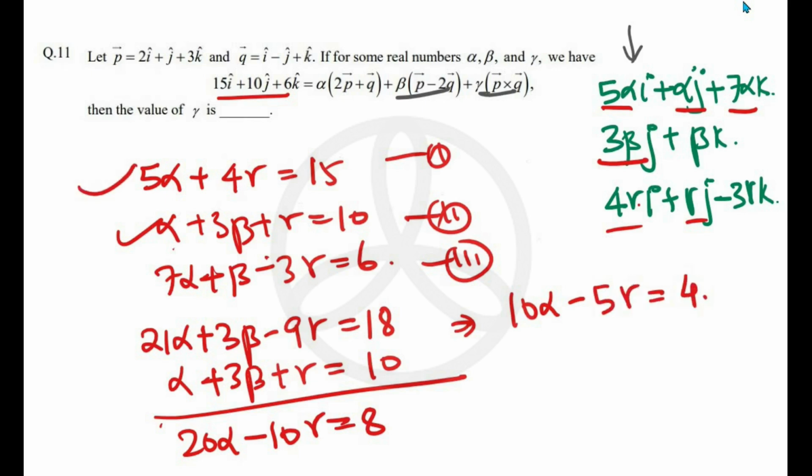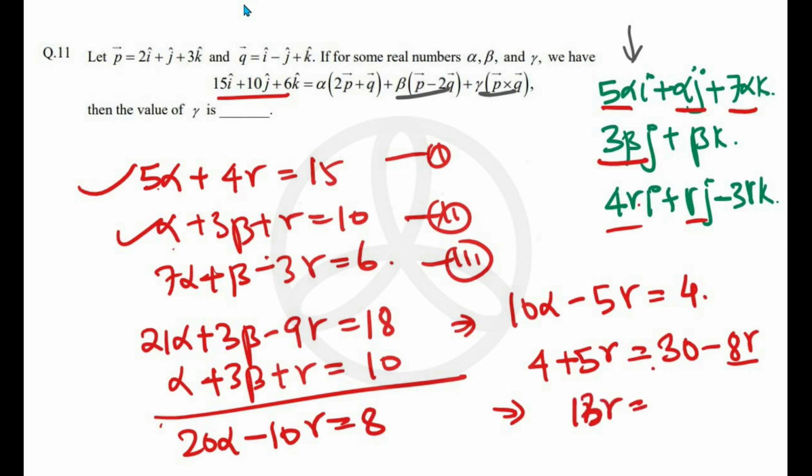From here we can multiply it by 2 and then eliminate alpha easily. Now this will be 13 gamma is equal to 26, and gamma is equal to 2. Here the answer will be option 2. This is the correct answer for this one. Okay. Let us move to the next question now.